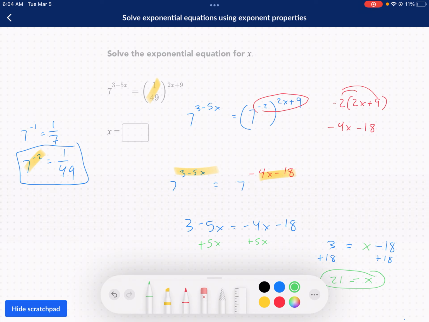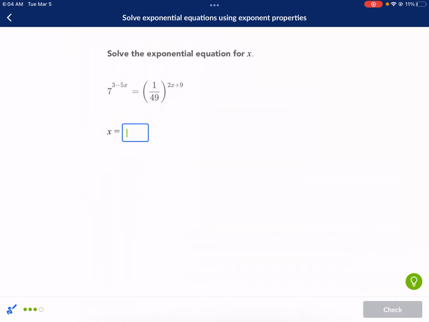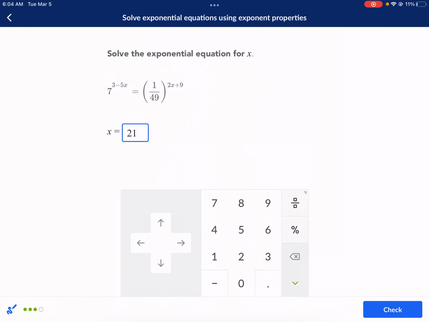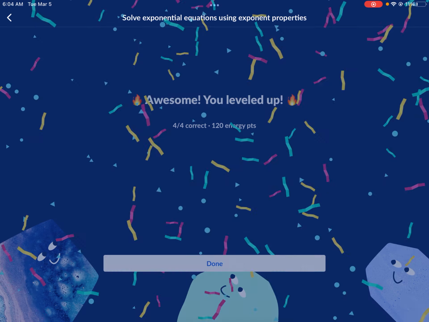I added 5x. I got x as my answer. I added 18 to move over. Want to see if I copied it down correctly. It looks like everything's good, so I'm just going to go ahead and try it. Hopefully it works out. We're going to type in 21. Check it. Hold your breath. There we go. We got it.